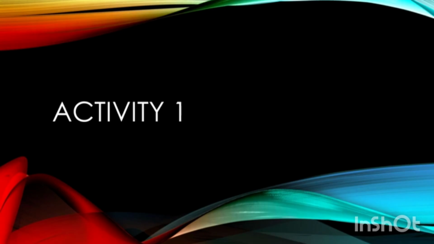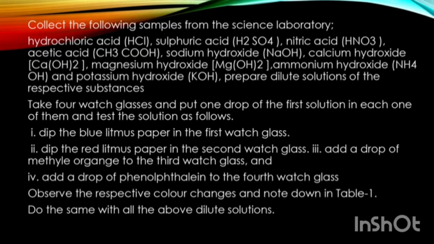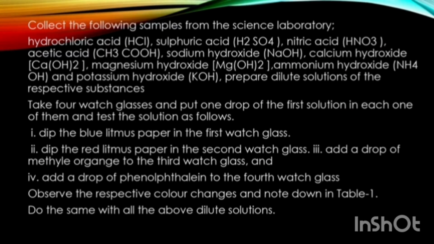In Activity 1, what are they asking us? First, collect the following samples from the science laboratory: hydrochloric acid, sulfuric acid, nitric acid, acetic acid, sodium hydroxide, calcium hydroxide, magnesium hydroxide, ammonium hydroxide and potassium hydroxide. By using all these, we have to prepare dilute solutions of the respective substances, meaning we have to mix with water. Okay. Now take 4 watch glasses and put 1 drop of the first solution in each of them and test the solution as follows.